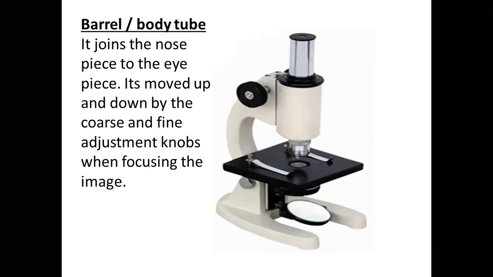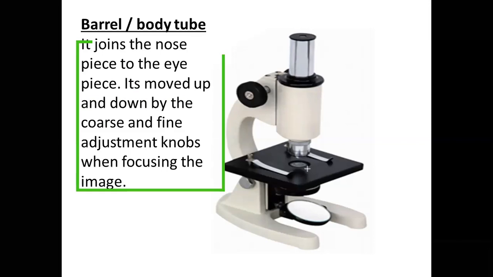Then the body tube. Of course, the body tube is the one that will move up and down when you are operating the coarse adjustment knob and fine adjustment knob. When you're operating the knobs, the body tube moves up and down. Make sure that you are also observing the stage and the slide, because you can easily break the slide, especially when you're using the high power. It's very easy to crash your specimen. So as you do so, make sure that you are observing everything clearly.